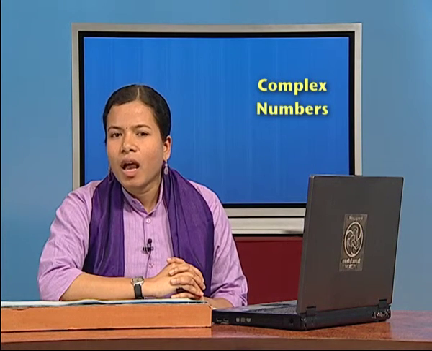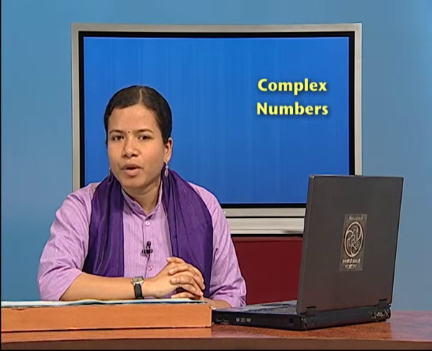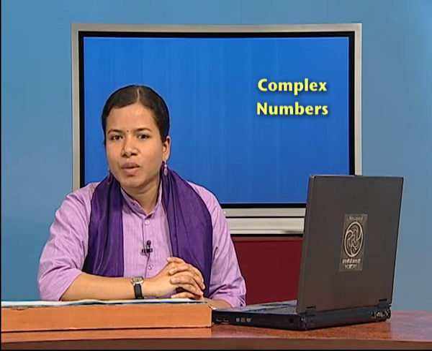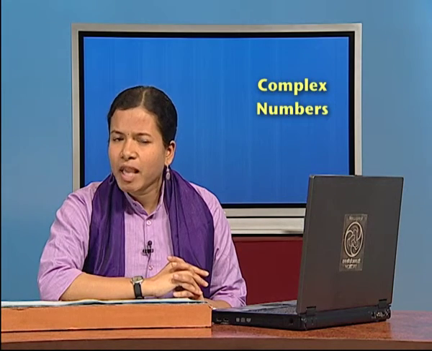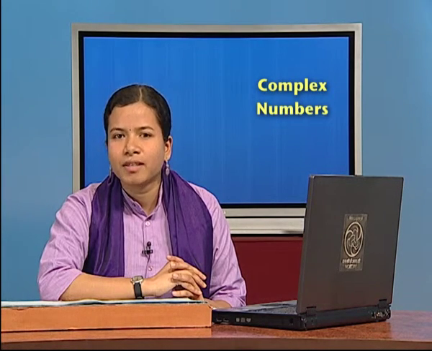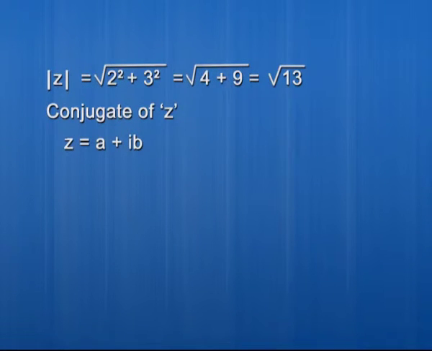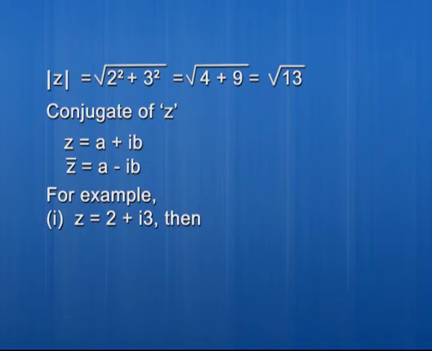We will also see how we can calculate the conjugate of complex numbers. Suppose we have z is equal to a plus ib, then for finding the conjugate of z, we have to keep the number the same, but we will change the sign. Since z is equal to a plus ib, the conjugate of z, denoted by this, will be nothing but a minus ib, where a and ib have been kept the same, but we have changed the sign. For example, if we take z is equal to 2 plus i3, then conjugate of z will be 2 minus i3.